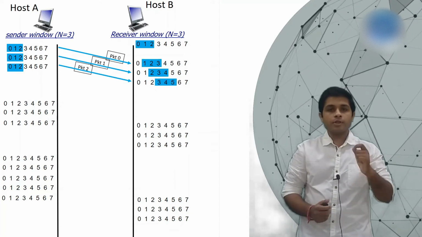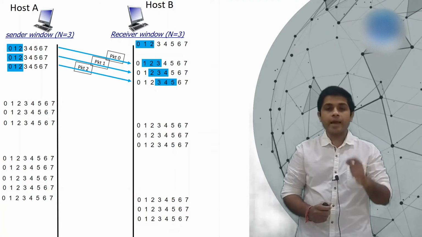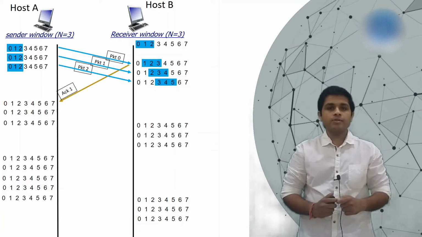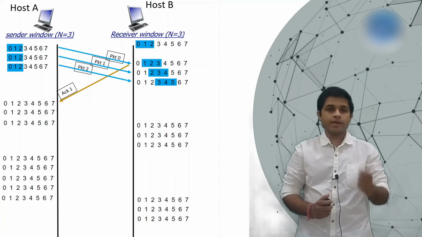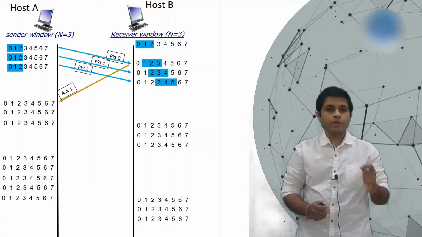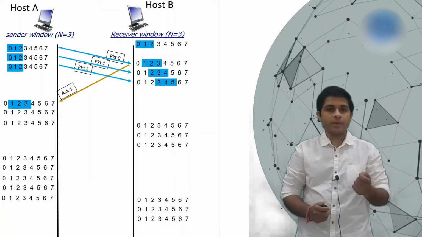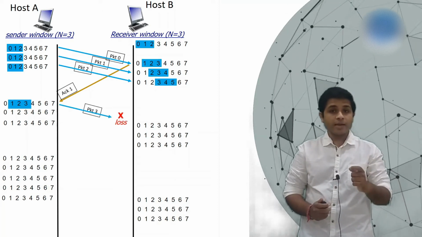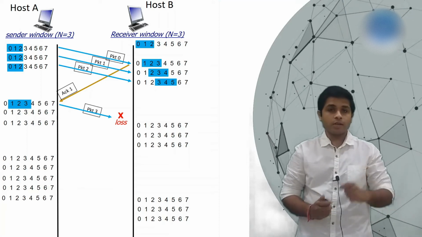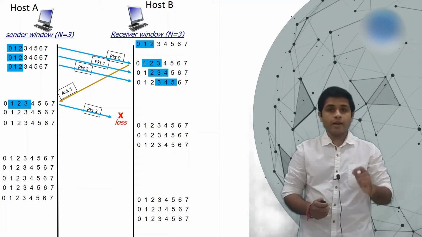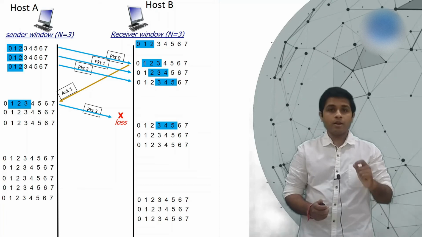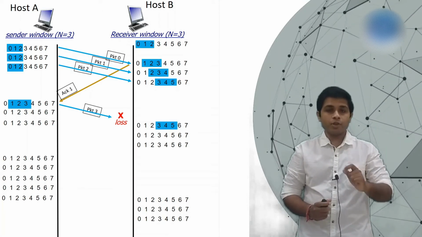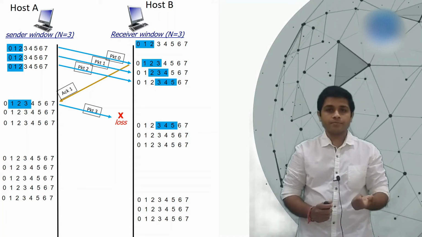After some time, for the received packet 0, B will send the acknowledgement, that is ACK 1. As A receives the acknowledgement, it knows that packet 0 is delivered successfully, so the window will slide and A will send the next packet, that is packet 3. Now suppose this packet is lost in the channel. So the window at the receiver side will not slide, because the receiver is expecting packet 3, but that packet is lost.